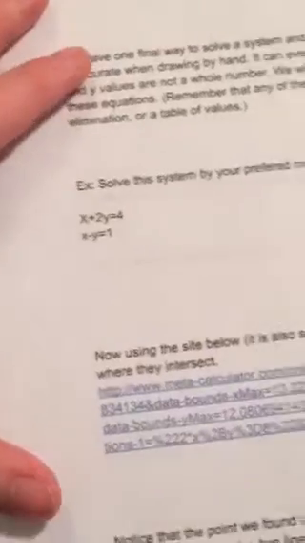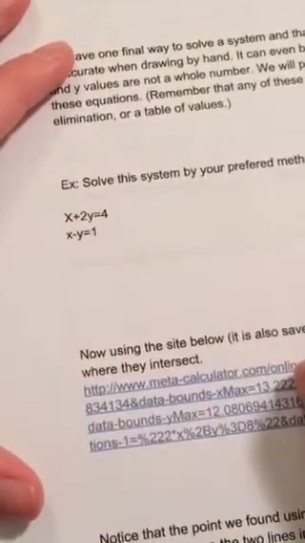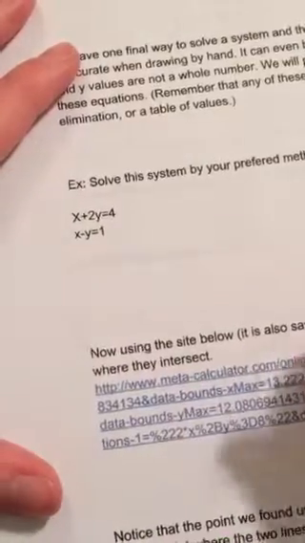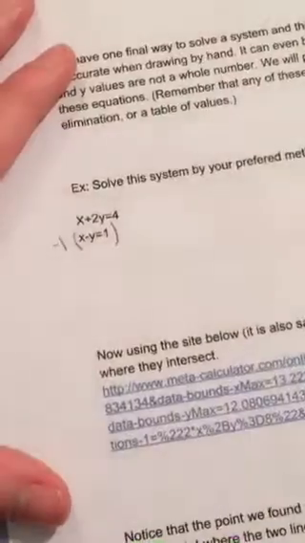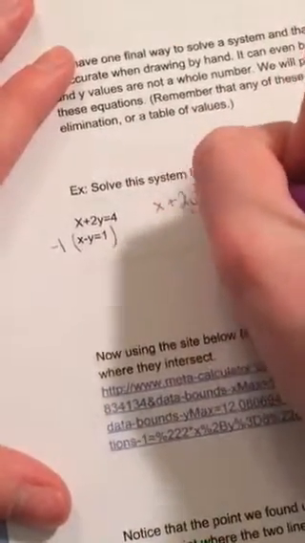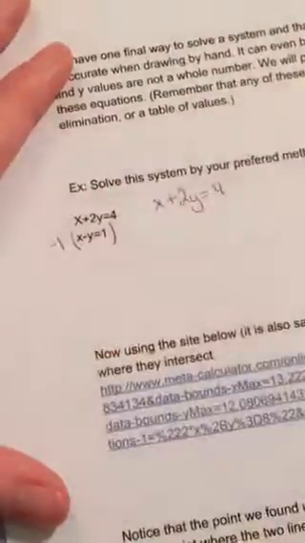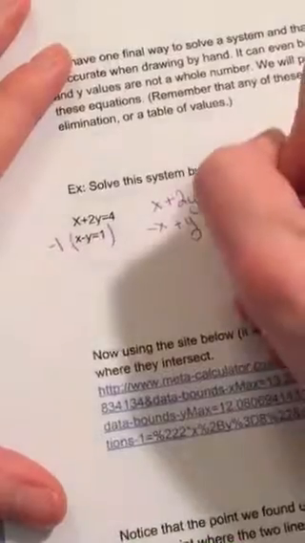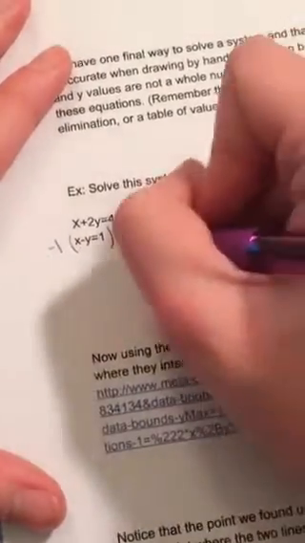The first thing I have us do, though, is solve this system by whatever method you prefer. I have x plus 2y equals 4 and x minus y equals 1. I'm going to choose to cancel out x, so I'm going to multiply the bottom equation by -1. I could have multiplied the top equation by -1. By now you guys know how to do this. I'm going to distribute the -1 to every piece, so I get -x plus y equals -1.